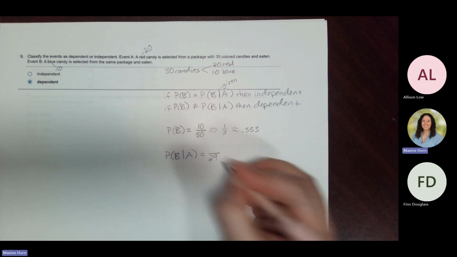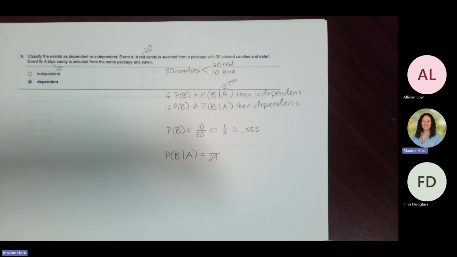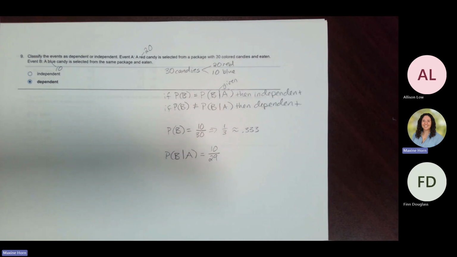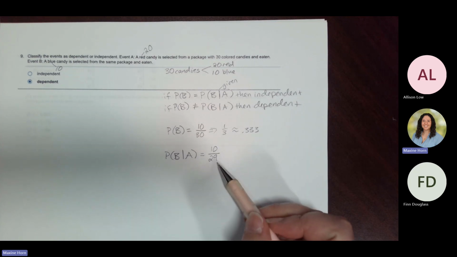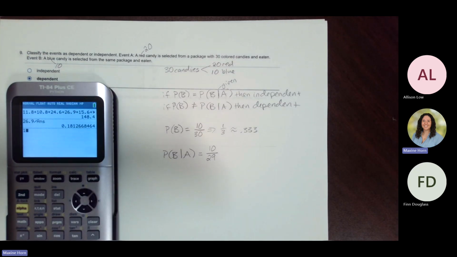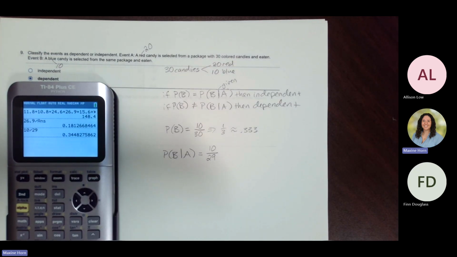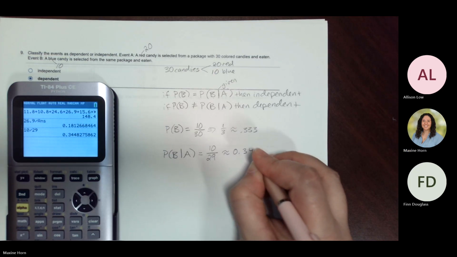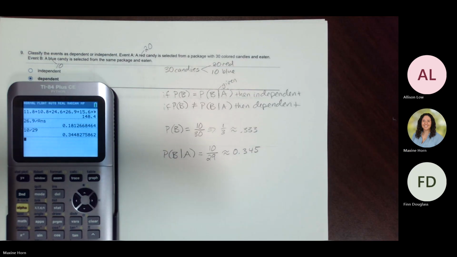I now only have 29 candies to choose from. Okay, out of the 29 candies, how many of them are blue? Well, I still have 10, right? I didn't pull a blue candy. I still have 10 blues. So my numerator didn't change, but my denominator did change. I have a different denominator now. So when I go to divide this, I'm getting a different number, right? And I'm just rounding here.